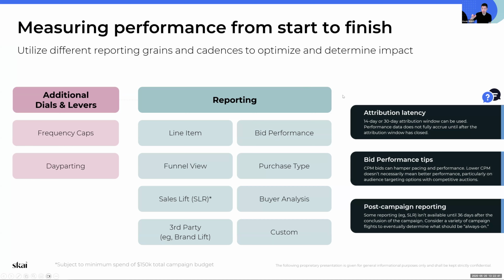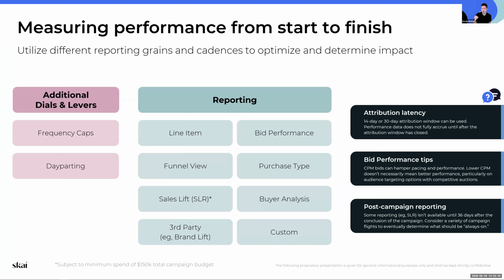A few callouts here: latency. There's a 14-day or a 30-day attribution window that you can use in the dropdown and in your reporting. The performance data won't fully accrue until after that window is closed. So you might be saying, hey, I'm not seeing performance yet. That's expected. There's some latency there as those shoppers buy online, in store, in those different modalities. The bid performance report is something that you should use early. It's available really quickly after you launch.